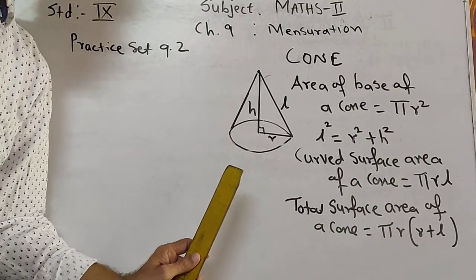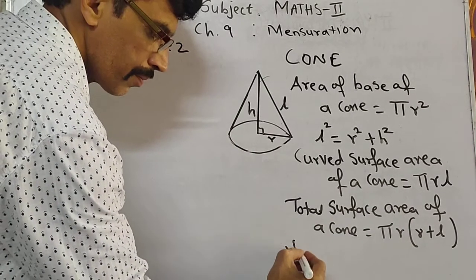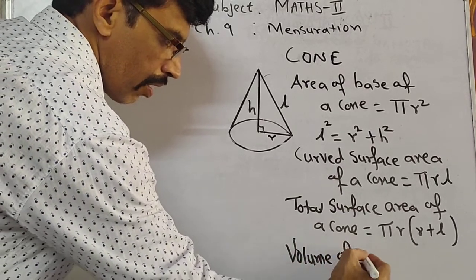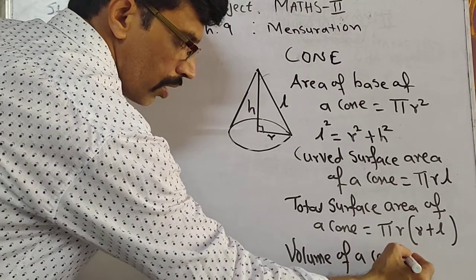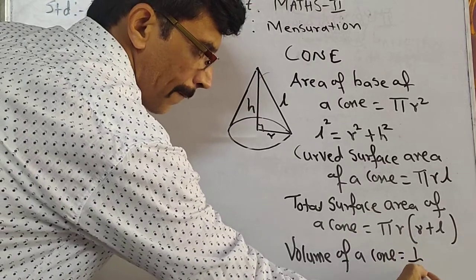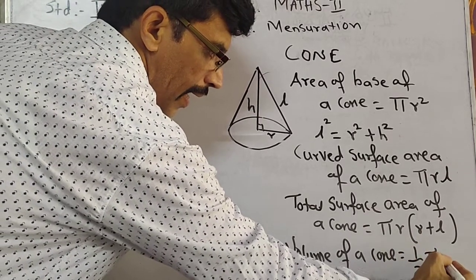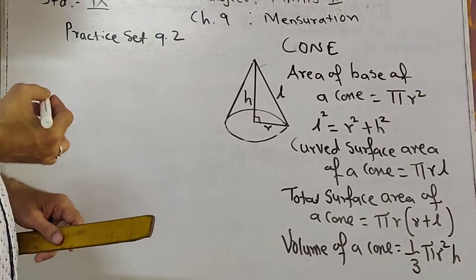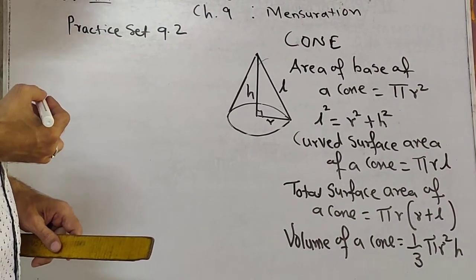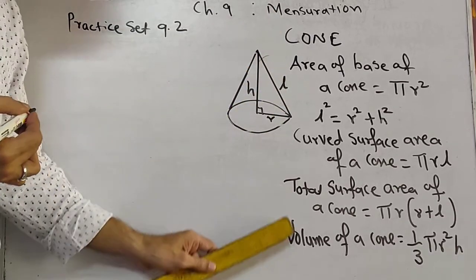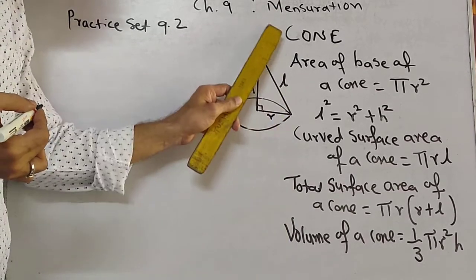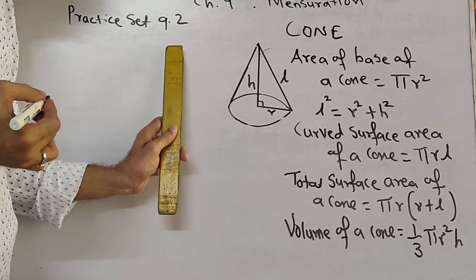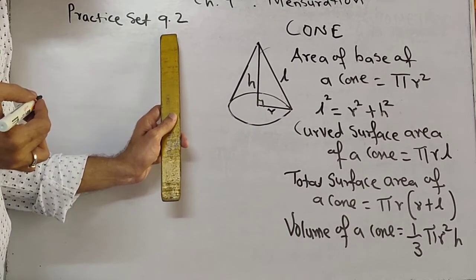Now one more formula is remaining, that is the volume of a cone. Volume of a cone is 1/3 pi r square h. So all these formulas you have to keep in mind. If you know all these formulas, very easily you can solve practice set 9.2.